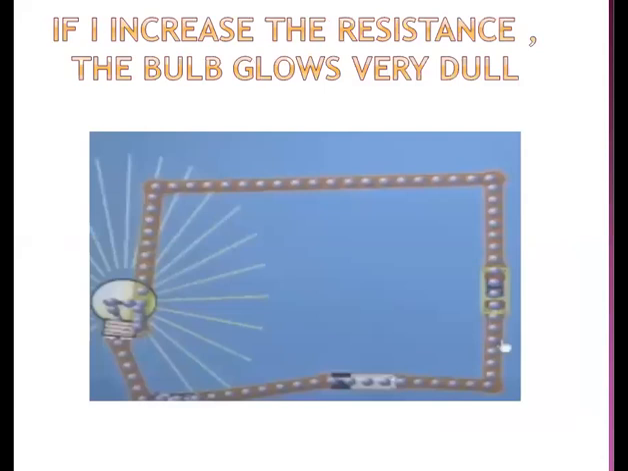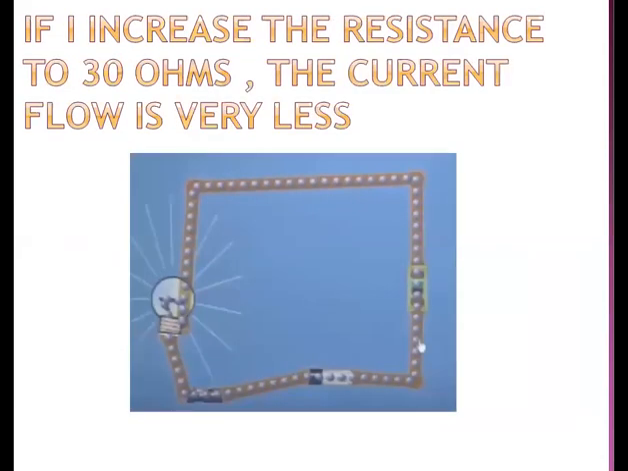The moment I increase the resistance, you will find that the current flow decreases. If I increase the resistance further, almost to 30 ohms, you will find that the current has decreased further and the bulb is glowing even more dimly. So this is how a circuit performs. Here we saw an illustration of how the electric circuit performs under various conditions of voltage and resistance, and how the current flows accordingly.